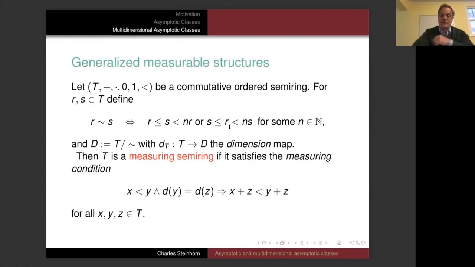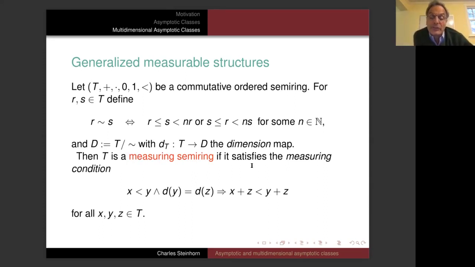So I want to talk again, when you lift up these ultraproducts, we can then form a notion of a generalized measurable structure. For this, start with a commutative ordered semiring. This is going to be what your measuring ring will be. You define an equivalence relation on elements of this as to whether they are in the same, call it Archimedean class. And then you take D to be the quotient of T under this equivalence relation. And you want to view D as your set of dimensions.